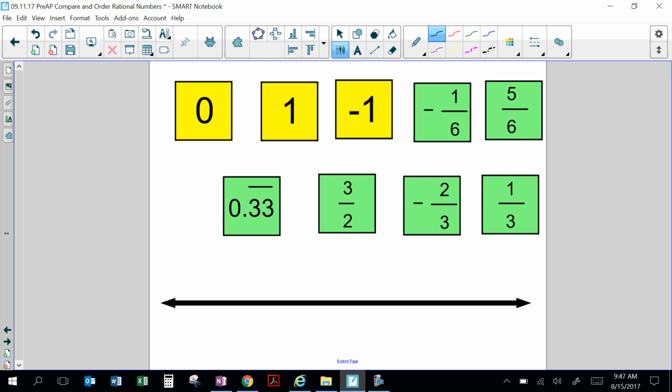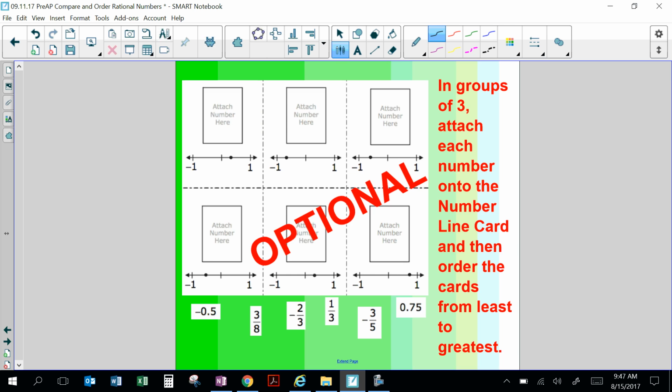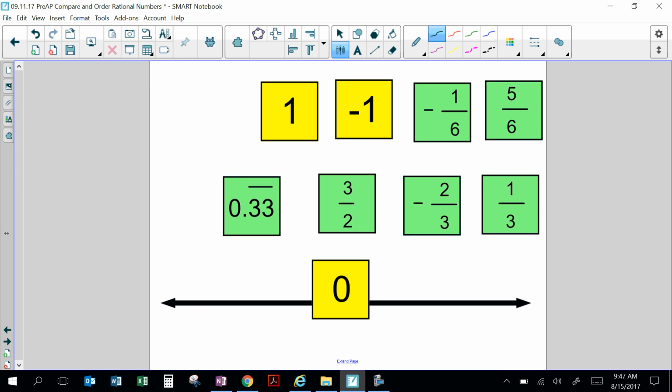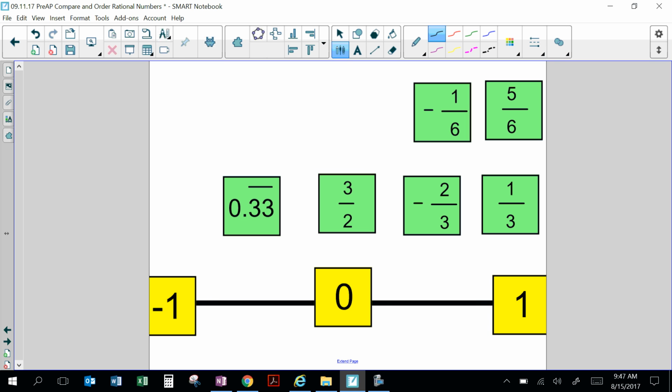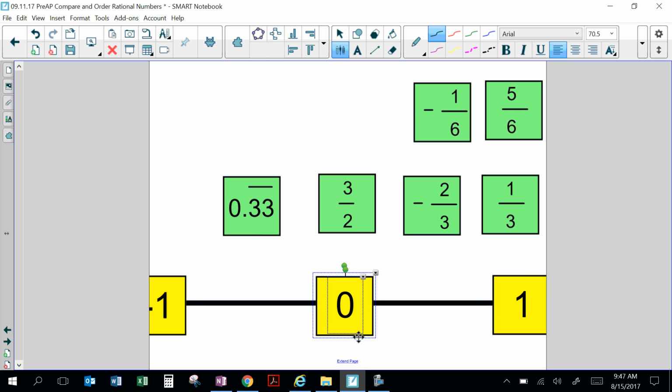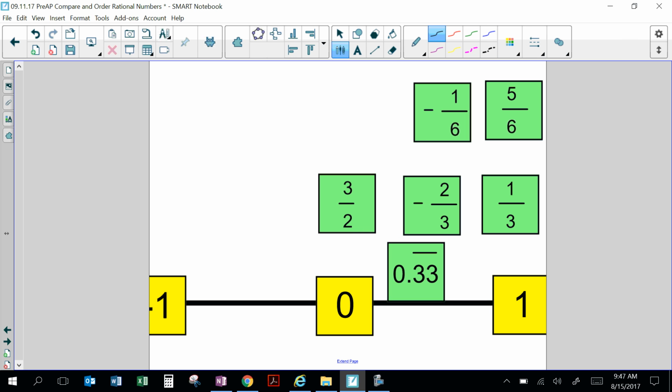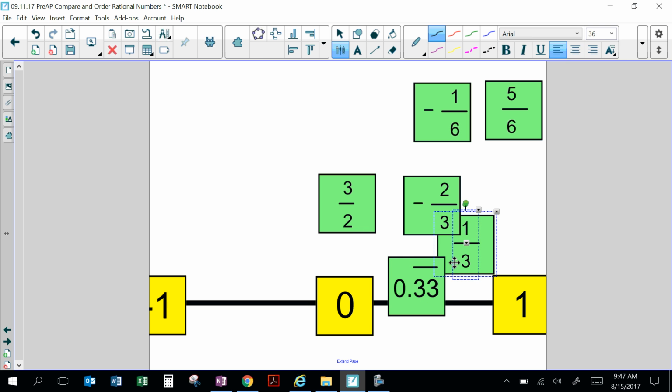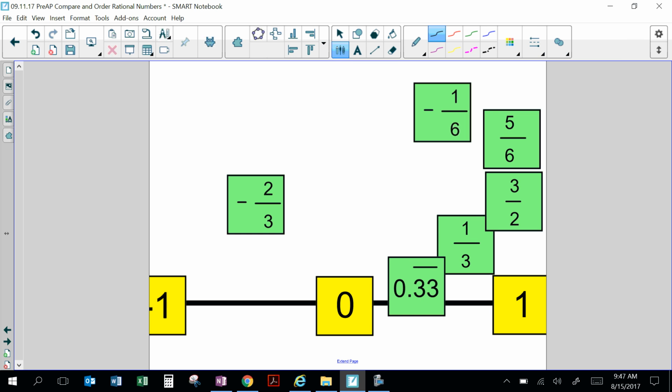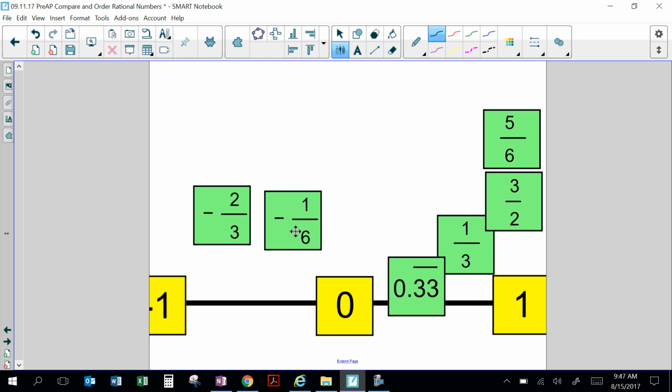All right, next one. Here's our last example. We have 0, 1, and -1. Dun, dun, dun. So, 1/3, positive, positive, positive, positive, negative, negative. Do I want to turn these into decimals? Do I want to estimate? How do I want to do this? I could estimate.